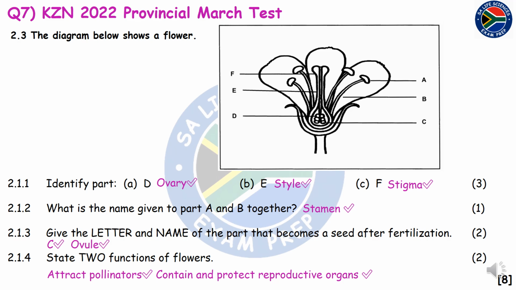2.1.3, give the letter name of the part that becomes the seed after fertilization. That would be C, the ovule. Remember, the ovule becomes the seed, the ovary becomes the fruit.